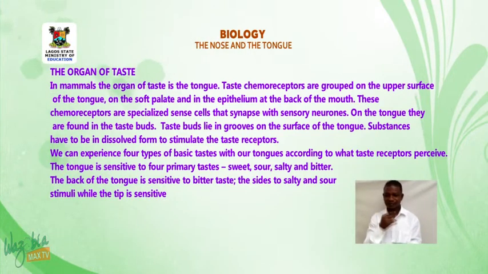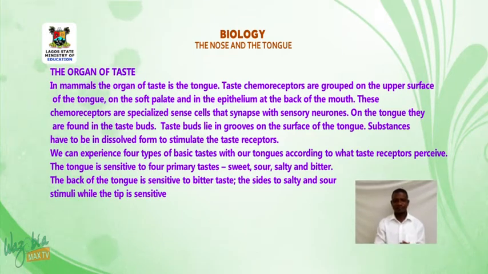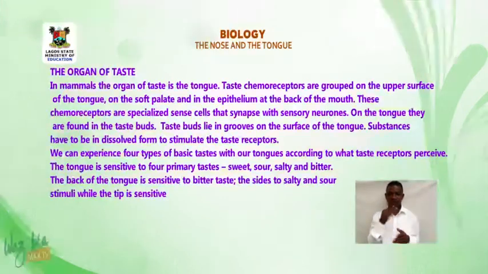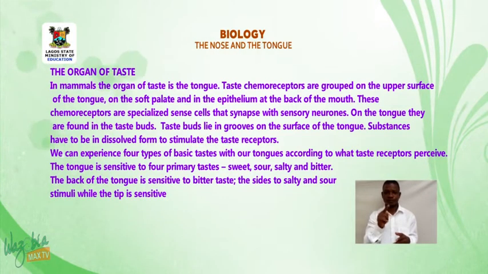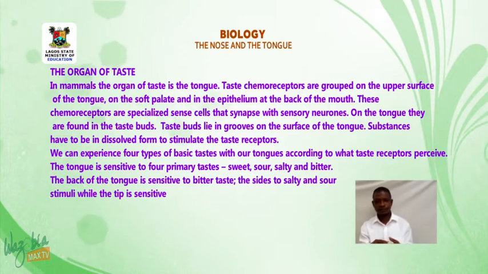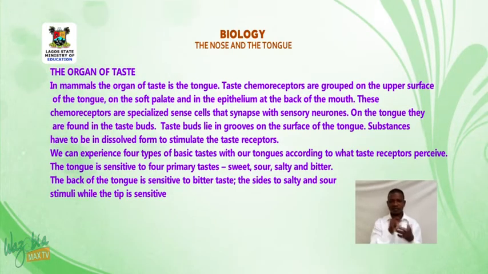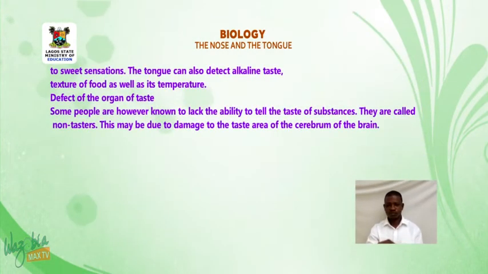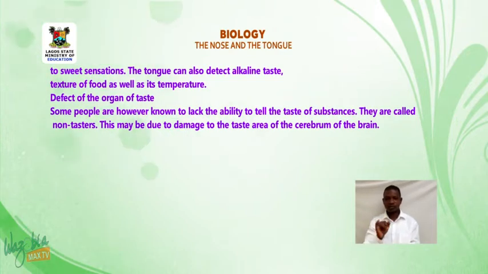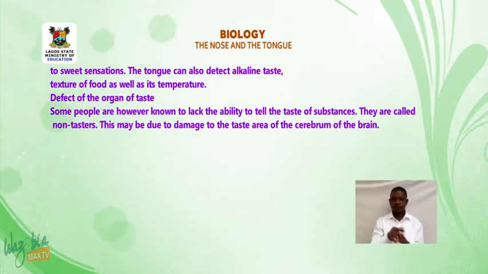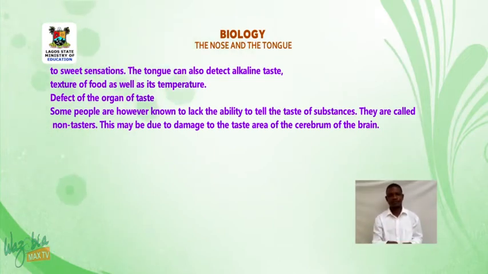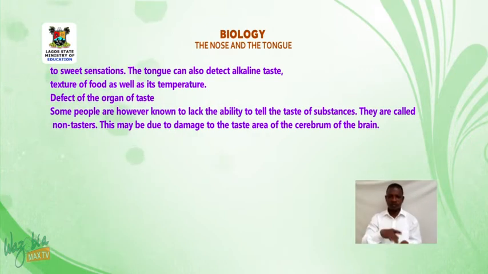The tongue is sensitive to four primary tastes: sweet, sour, salty, and bitter. The back of the tongue is sensitive to bitter taste. The sides to salty and sour stimuli, while the tip is sensitive to sweet sensations. The tongue can also detect alkaline taste, texture of food, as well as its temperature.